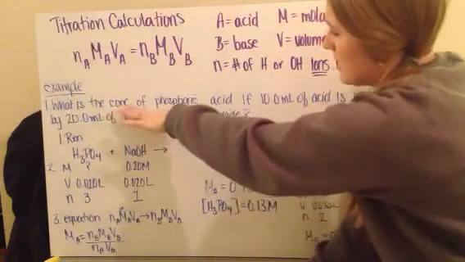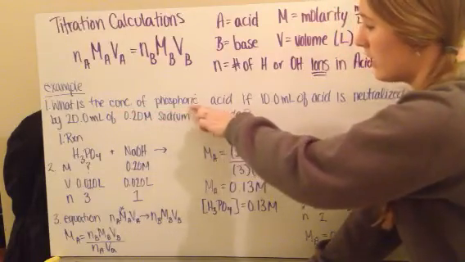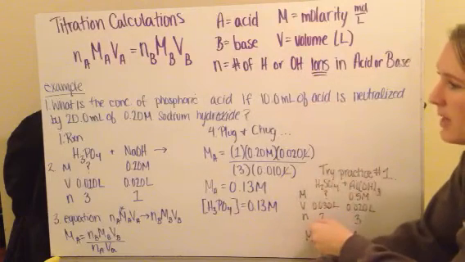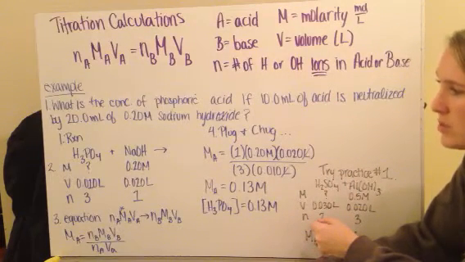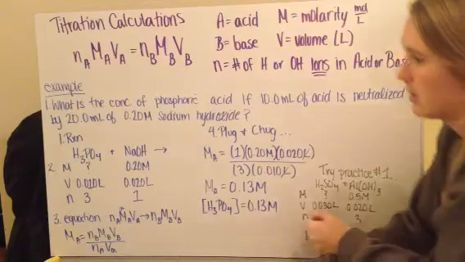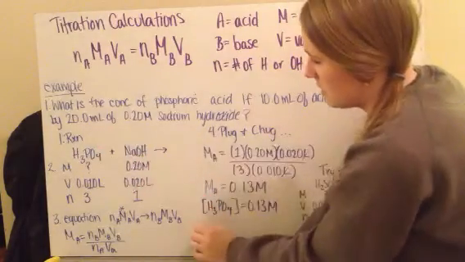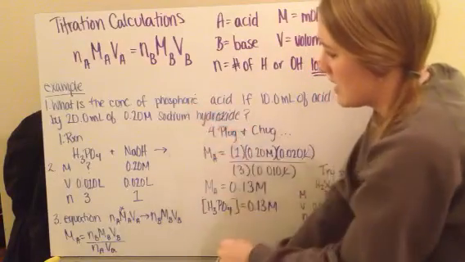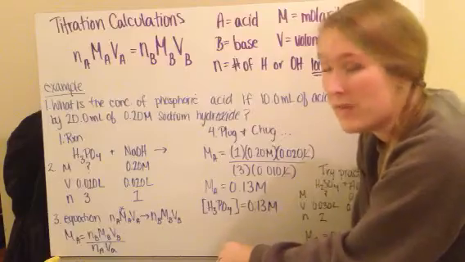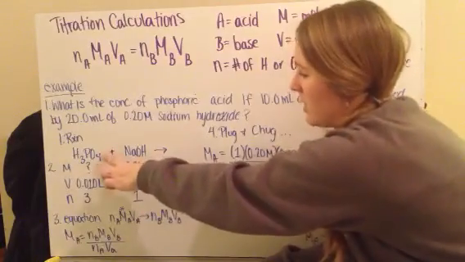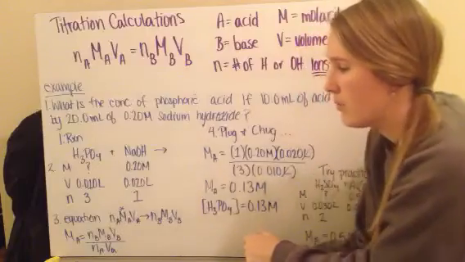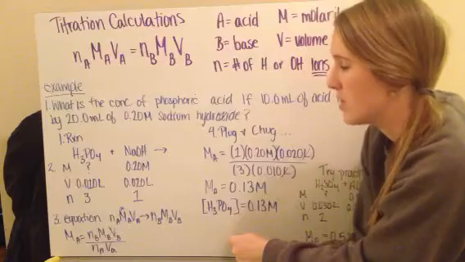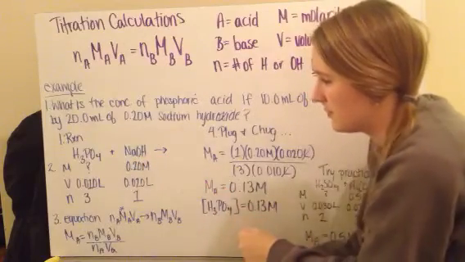I want to know what is the concentration of phosphoric acid if 10 milliliters of acid is neutralized by 20 milliliters of 0.20 molar sodium hydroxide. First thing I do is write my reaction. My reaction is between phosphoric acid, here with the ic ending, that tells me it had to come from phosphate. Phosphate has a -3 charge, therefore it's H3PO4, plus sodium hydroxide. Sodium has a +1 charge, hydroxide -1, so that's NaOH.